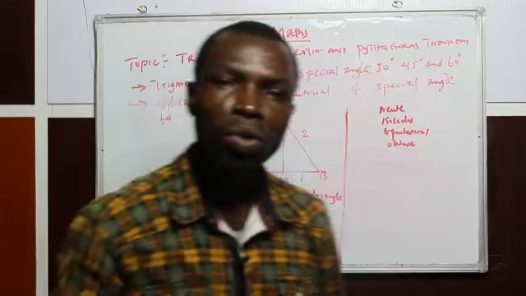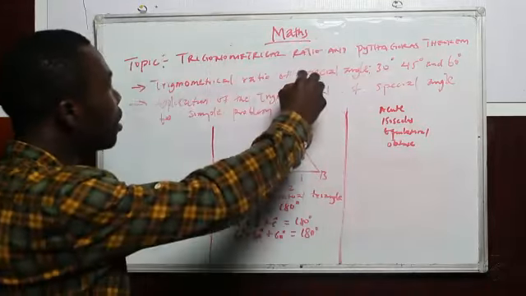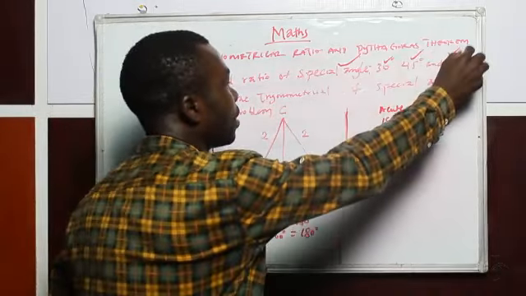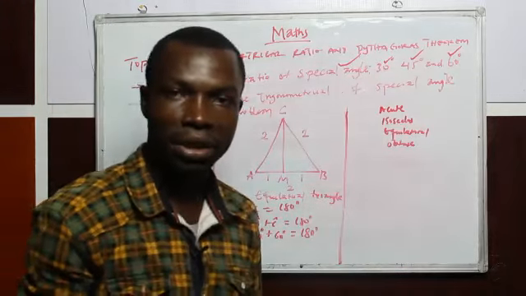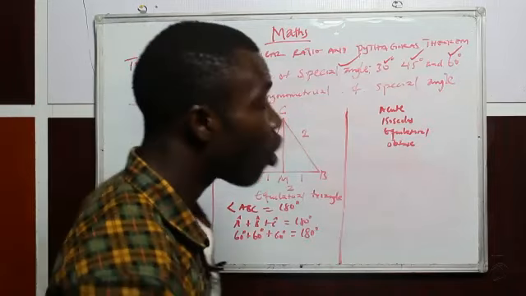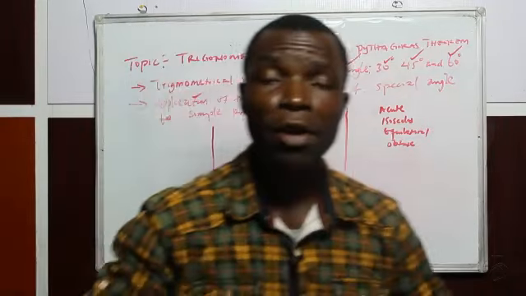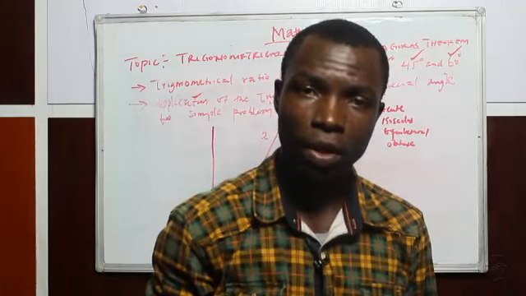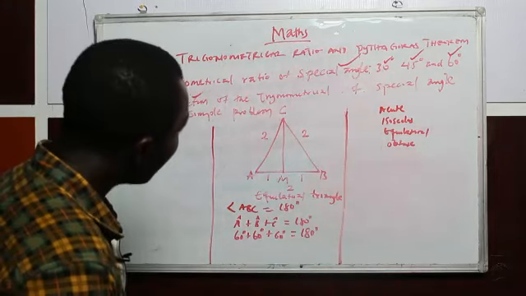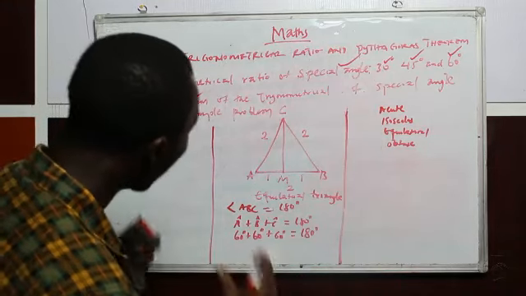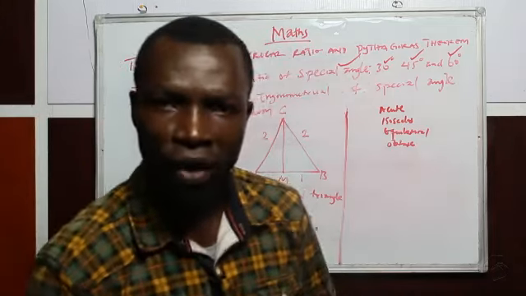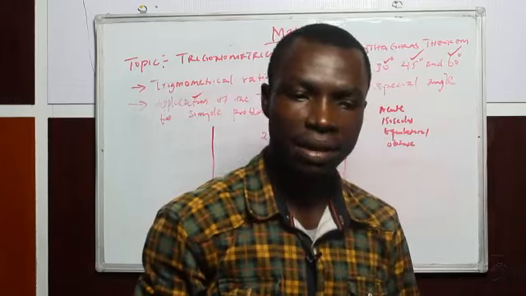But today, we want to see how we can use trigonometrical ratio of special angles like 30 degrees, 45 degrees, 60 degrees, and even 90 degrees. And also, we're going to see the application of trigonometrical ratio of special angles to solve a few problems. Let's discuss how we can use an equilateral triangle to find the angles of 30 degrees, 45 degrees, and 60 degrees.